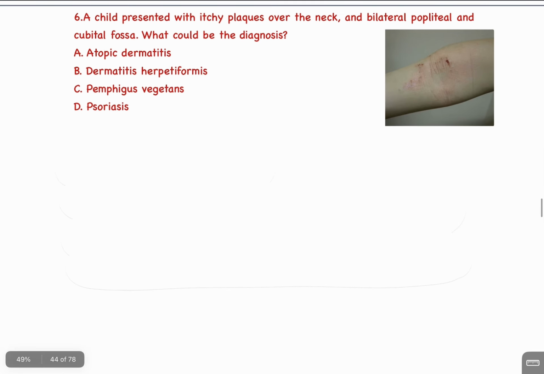Question number 6. A child presented with itchy plaques over the neck and bilateral popliteal and cubital fossa. What could be the diagnosis? A. Atopic dermatitis, B. Dermatitis herpetiformis, C. Pemphigus vegetans, D. Psoriasis. इसका आंसर है एटोपिक डर्मेटाइटिस, A.